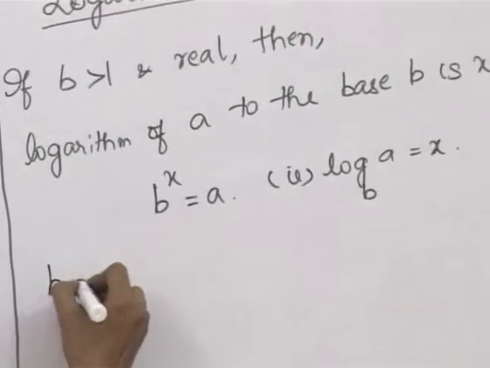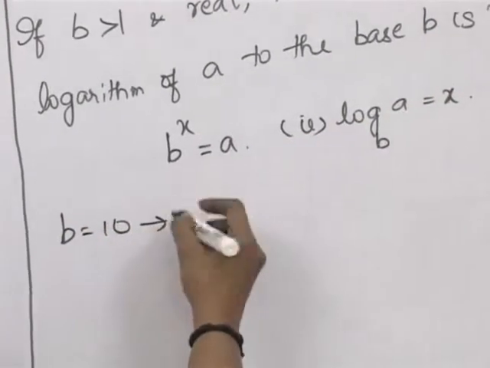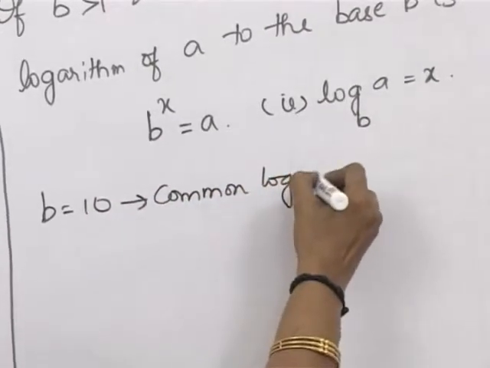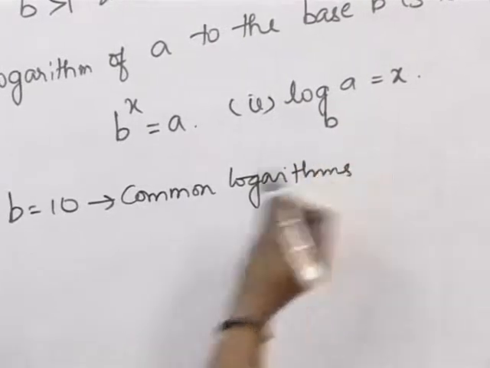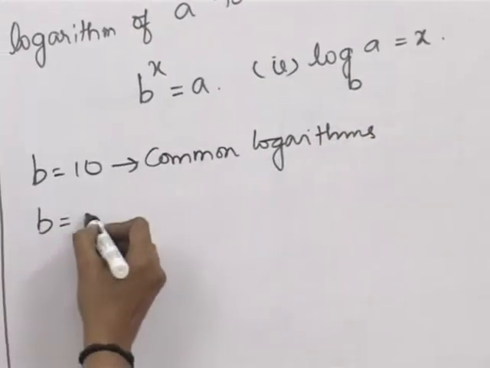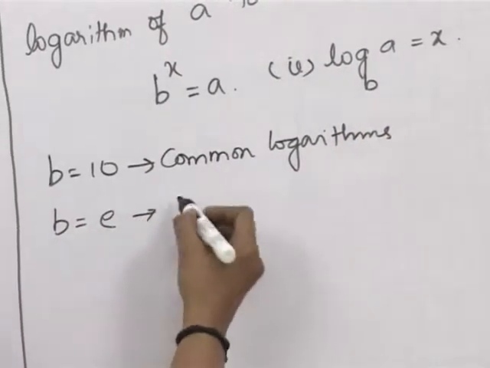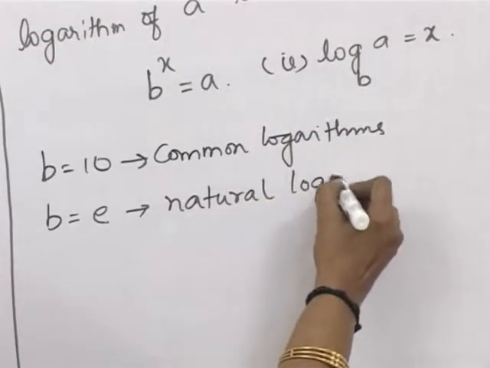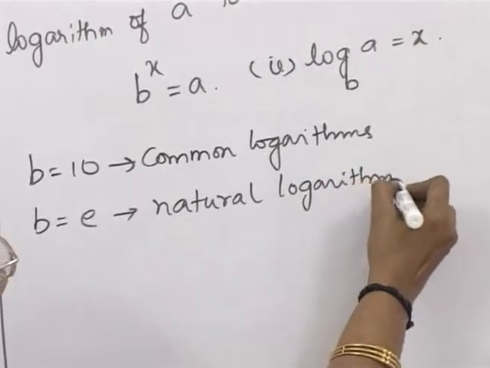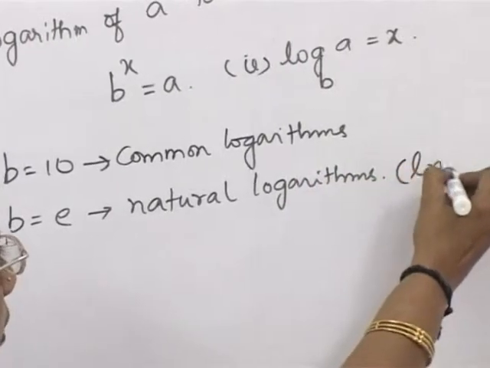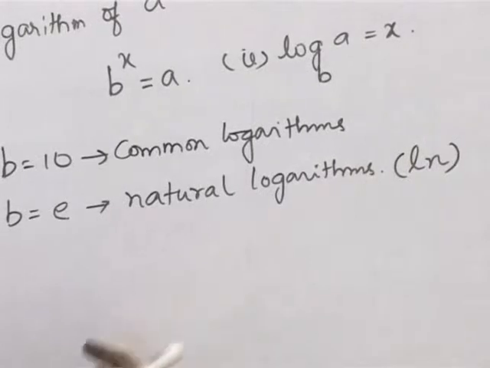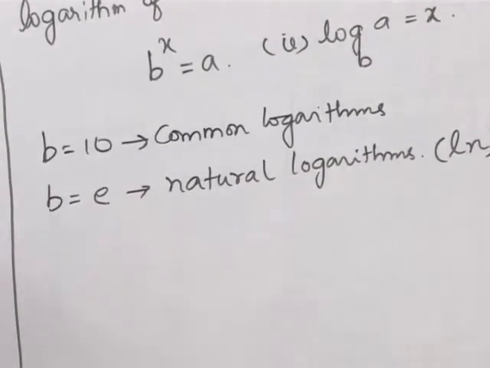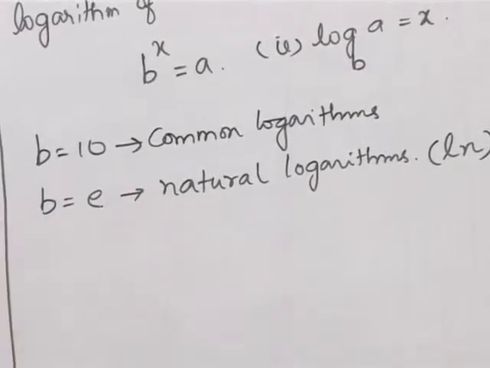Now if the base b is equal to 10, we call such logarithms common logarithms, and if the base b is equal to e, then we call such logarithms natural logarithms. Natural logarithms are also often referred to as ln, but if the base is not specified, we will take such logarithms to be natural logarithms.